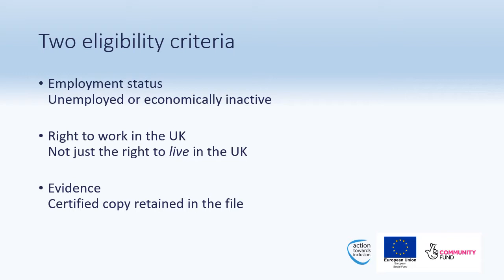The other eligibility criteria is the right to work in the UK. It's important to check that the evidence you see isn't just that they have the right to live here. You can live in the UK without the right to work, but this is an employability programme, so we need to know that they have the right to work in the UK. Evidence of both eligibility criteria must be seen and a copy retained in the participant's file.